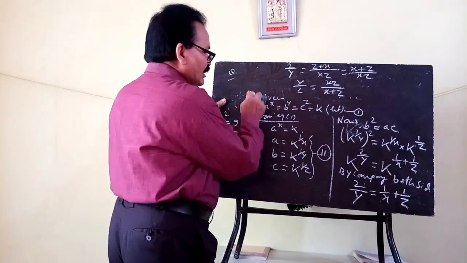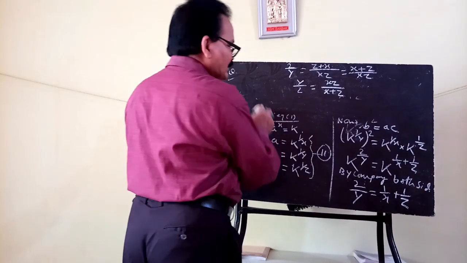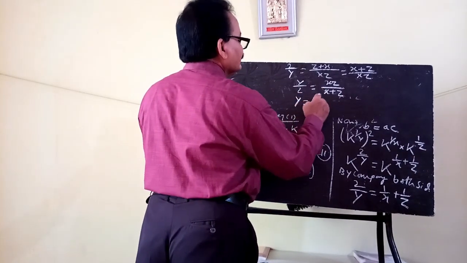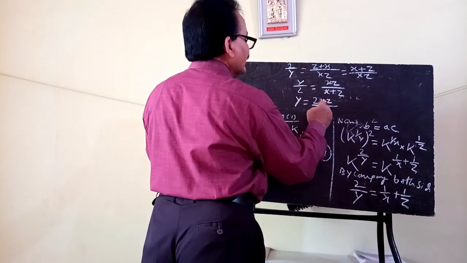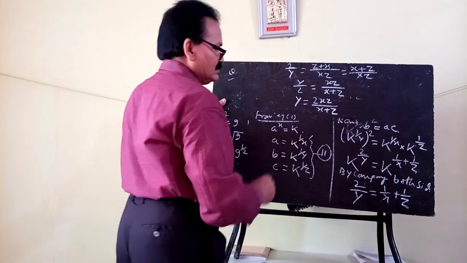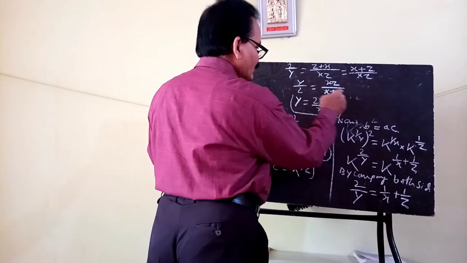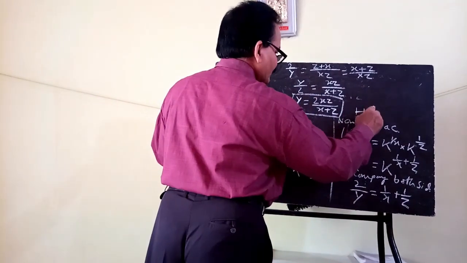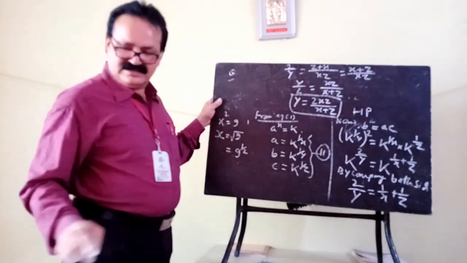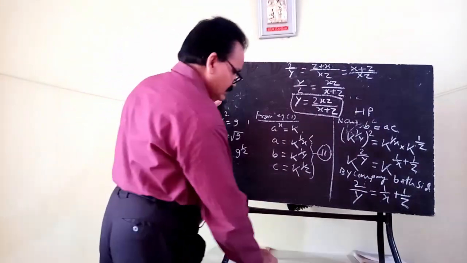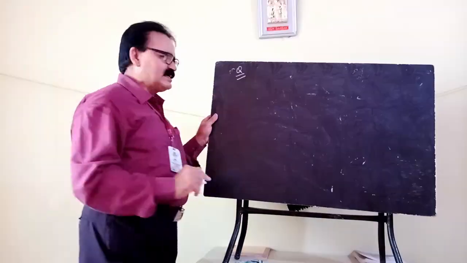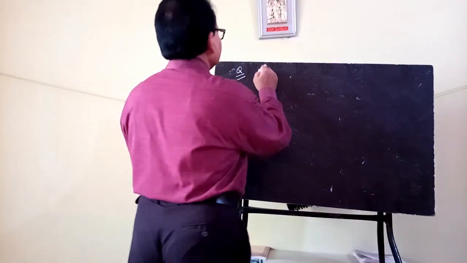After reciprocating, now what you will do, you just cross multiply, then 2 will come up. So y equals 2xz by x plus z. So this is what is required to prove, hence proved. Okay. Again, one more question we can solve. Next question. Question is like this.